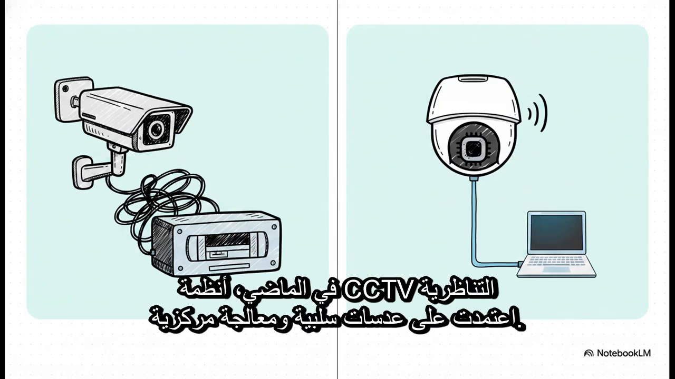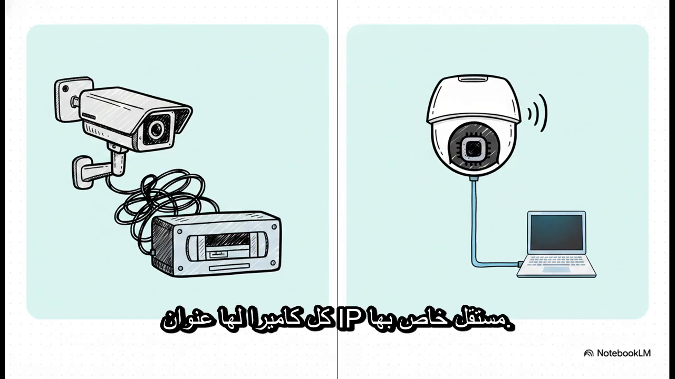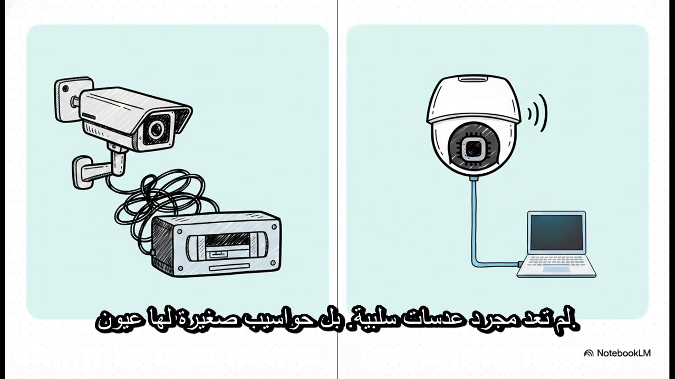Now, back in the day, old analog CCTV basically just used passive lenses and centralized processing. Pretty basic stuff. But modern IP CCTV is a completely different beast. These are fully networked devices. Every single camera gets its own independent IP address. So essentially, they aren't just passive lenses anymore. They're basically tiny little computers that happen to have eyes.